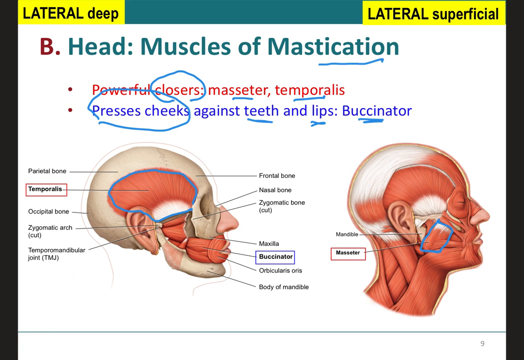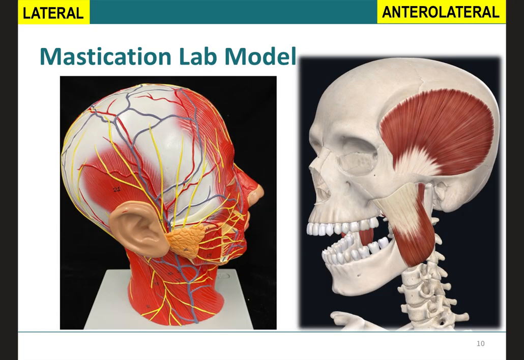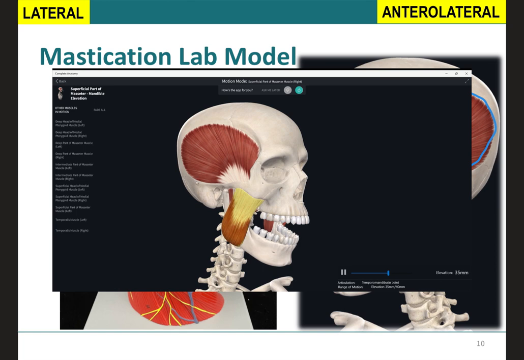So that's how the buccinator, which we can see right over here, is going to be important for mastication. And because these muscles close your mouth, they will move in this direction. On the lab model, we can see the temporalis right over here on the temporal bone, and this muscle over here will be your masseter. On this animation as well, this would be your temporalis, and this will be your masseter, and I will now insert the animation here for us to see. We can clearly see that when the masseter contracts, it pulls the mandible up and therefore closes the mouth.